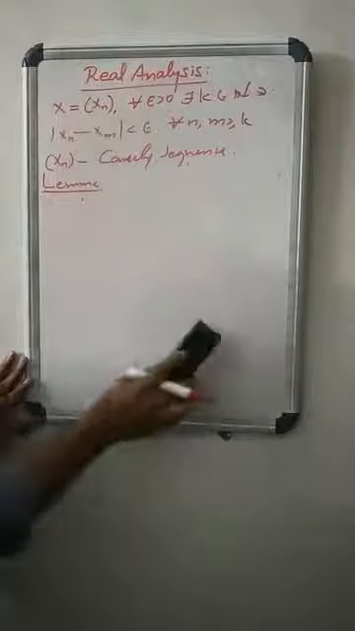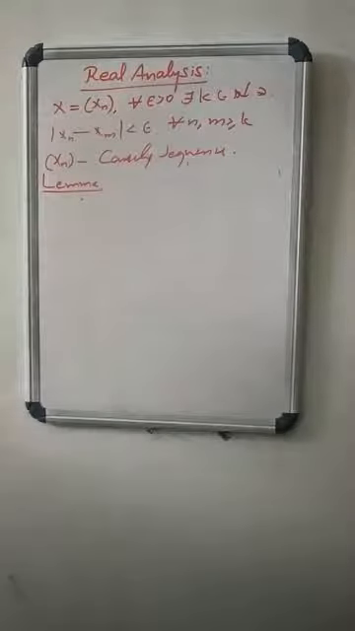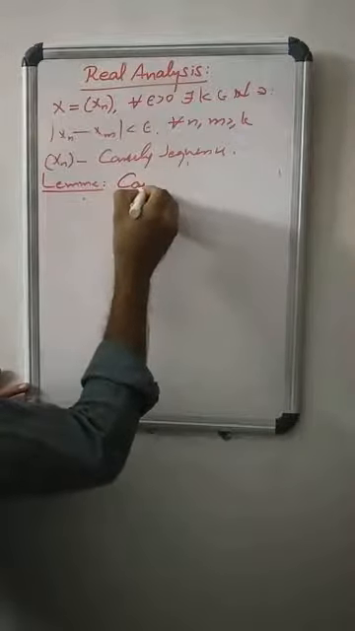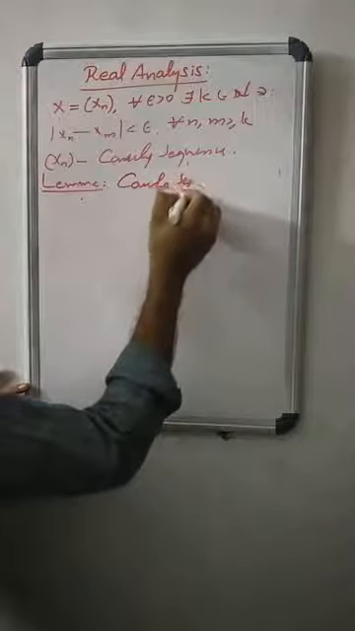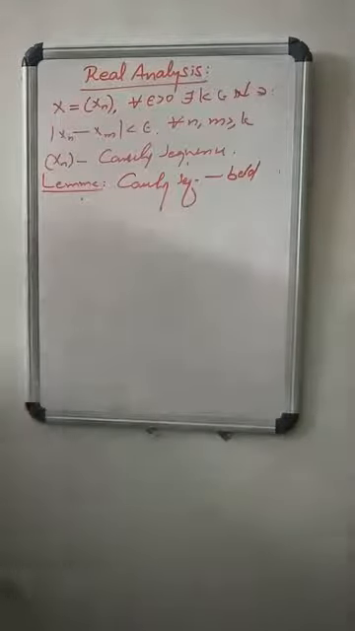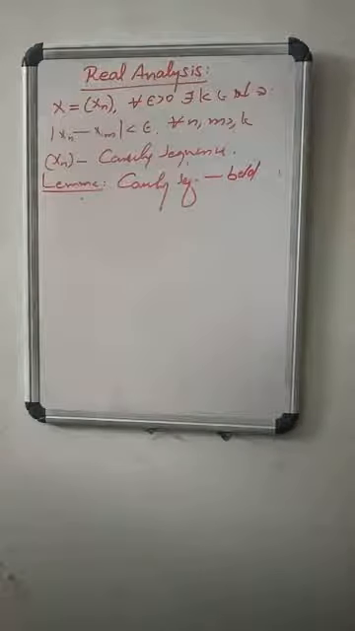Now consider another lemma, another result. A Cauchy sequence of real numbers is bounded. The previous lemma states that a convergent sequence is Cauchy. Here we try to prove that a Cauchy sequence is bounded.